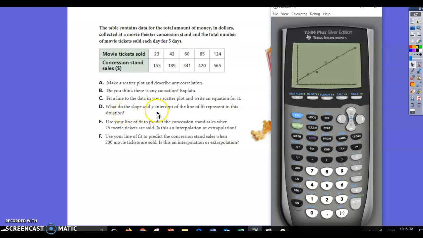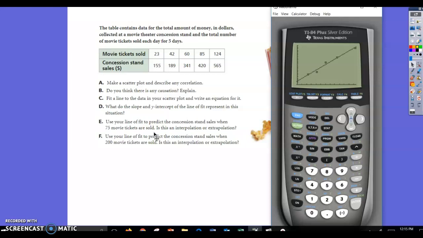So what do the slope and the y-intercept of the line of fit represent in this situation? Well, the slope represents the increase in concession stand sales per movie tickets sold. And the y-intercept represents the concession stand sales when no movie tickets are sold. All right, so it says use the line of fit to predict the concession stand sales when 75 movie tickets are sold.